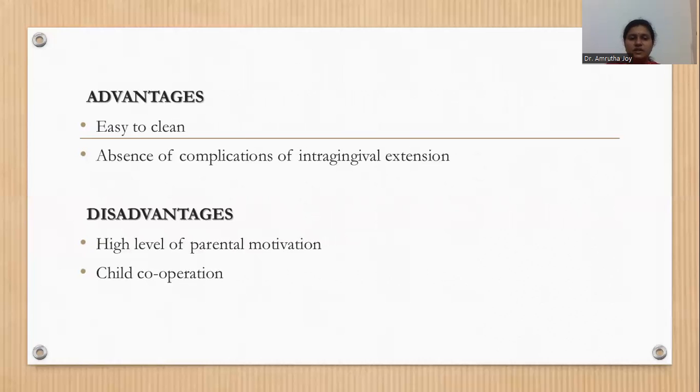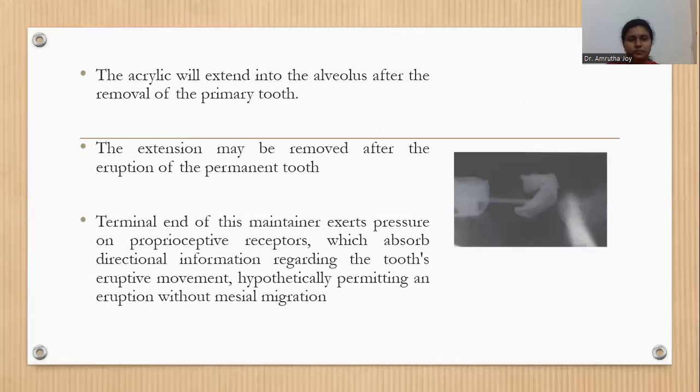Advantage is that it is very easy to clean and absence of complication of intragingival extension, because it won't interfere with healing process. Then disadvantages are high level parental motivation and child cooperation is needed. There is an acrylic extension that will extend into the alveolus of the lost primary tooth, and that extension is removed after the eruption of permanent tooth.